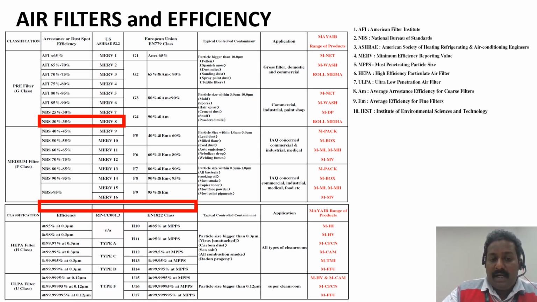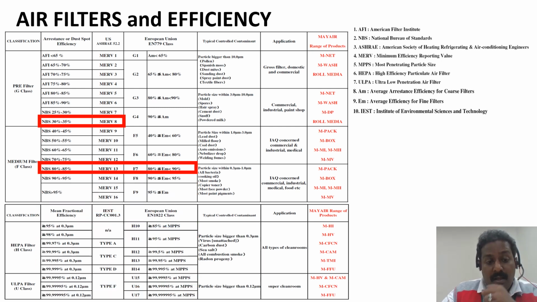Coming back to the bag filter, earlier we usually used MERV 8, but now many AHUs have replaced it with MERV 13. Nowadays all smart AHU filters are coming with MERV 13 filters. It is F classified, F7 class, and F7 or F8 is also coming, MERV 13 filter, F class. It can filter below 1 micron particles at an efficiency rate of 80 to 85%.